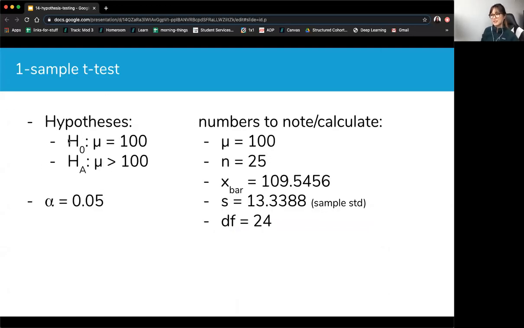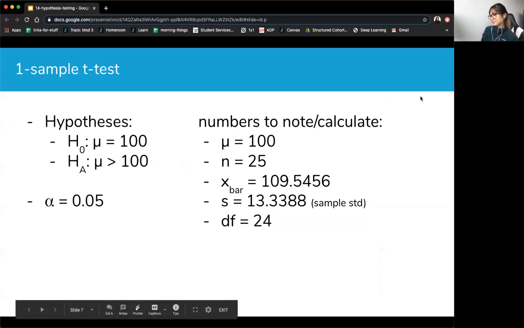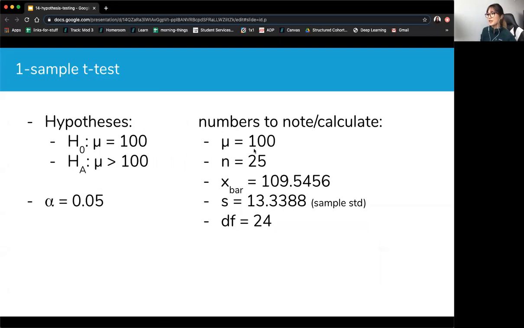We have our hypotheses here. We know that it's a one-sample t-test, and as usual, we'll set our alpha at 0.05. These are the numbers that we have. Here we have mu, which is 100. We have the number of people in our sample, n, which is 25. And x bar, the sample mean, comes up to 109.